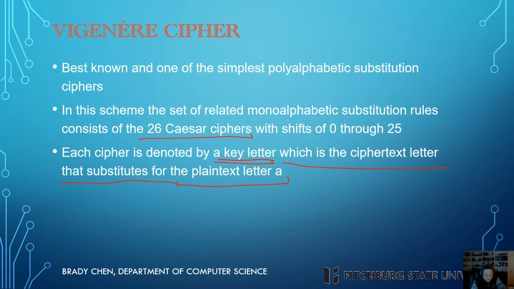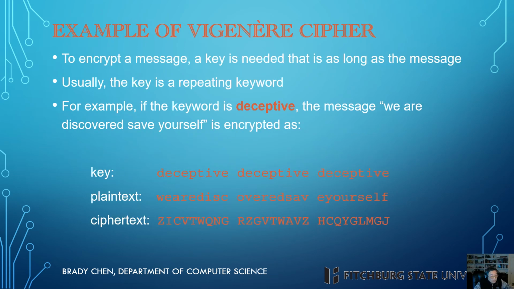Let's take a look at an example of a Vigenère cipher. The Vigenère cipher needs a key that is as long as the message. So, for example, if the message contains 1 million characters, we need a key of 1 million characters as well. This is not really realistic in most cases, so most of the time, people don't choose a key as long as the message. People normally choose a small key and repeat that small key.